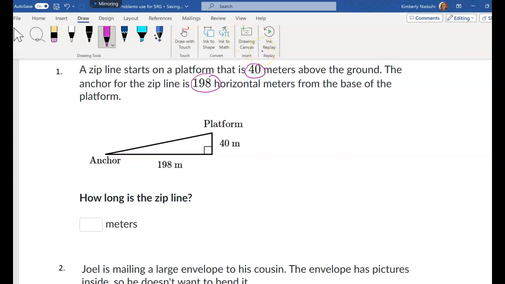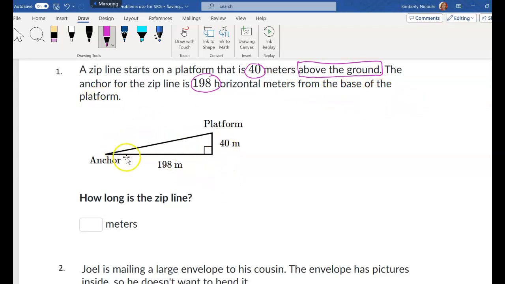40, 198. They have already drawn a picture for us, but also drawing pictures helps us, and then underlining the question. A zip line starts on a platform that is 40 meters above the ground. Those are important words. We're going to box those in. The anchor for the zip line is 198 horizontal meters from the base of the platform.